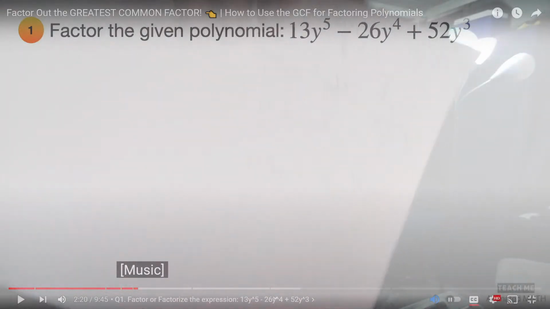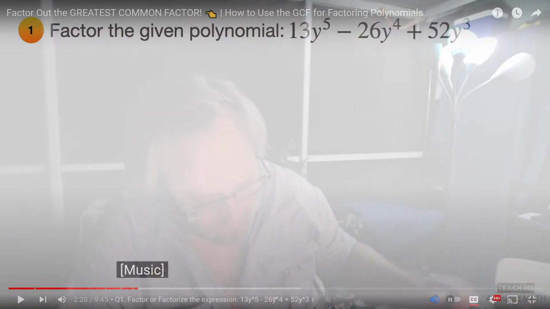I'm at two. The greatest common factor is 13y cubed. And I've simplified it to 13y cubed with y squared minus 2y plus 4. That's not visible at all, I don't think. What do I do after that? I don't know.